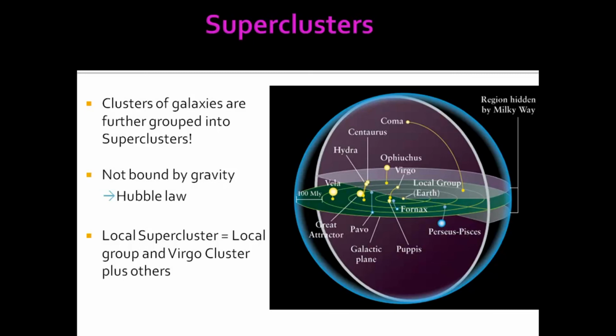So what does that mean? Well, within our own local group, our galaxy and the Andromeda Galaxy are actually gravitationally bound to one another. So that means that the Andromeda Galaxy is actually moving towards us, because it's gravitationally bound to us. But galaxies in a supercluster are not necessarily bound by gravity. We'll talk about the Hubble law in just a little bit. So our local supercluster consists of our local group and the Virgo cluster and a few other galaxy groups, like this image is showing.